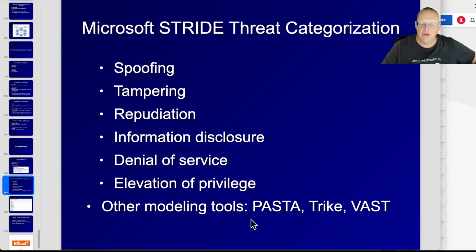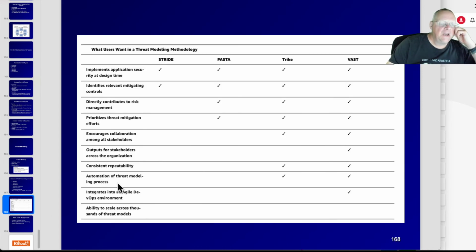And there are other similar tools, PASTA, Trike, and VAST, that also try to sort the types of threats into categories to help organize your planning. And so here's STRIDE, PASTA, Trike, and VAST. And these other ones seem to have more features like encouraging collaboration among stakeholders and such, and automating the process.